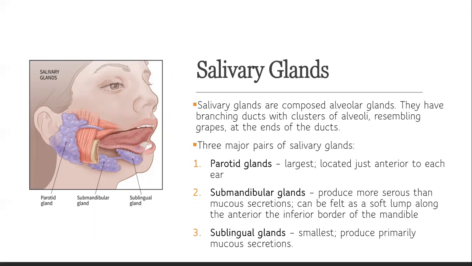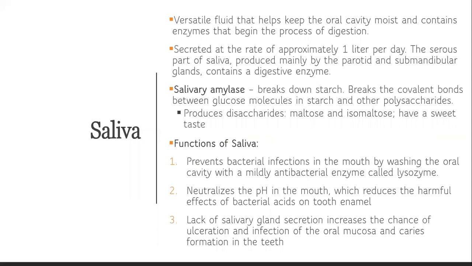So there are three major pairs of salivary glands. We have the parotid glands, which are the largest, located just anterior to each ear. Then we have the submandibular glands that produce more serous than mucus secretion and can be felt as a soft lump along the inferior border of the mandible, and the sublingual glands, which are the smallest and primarily produce mucus secretion.